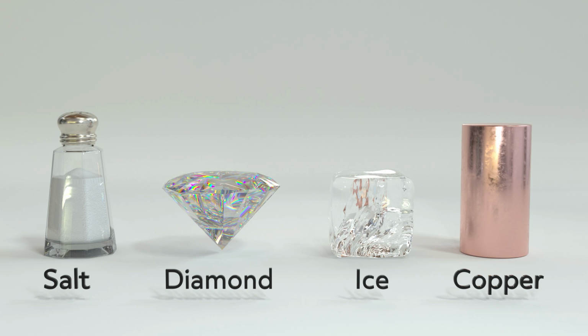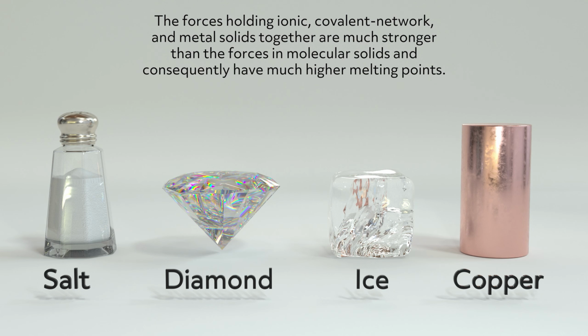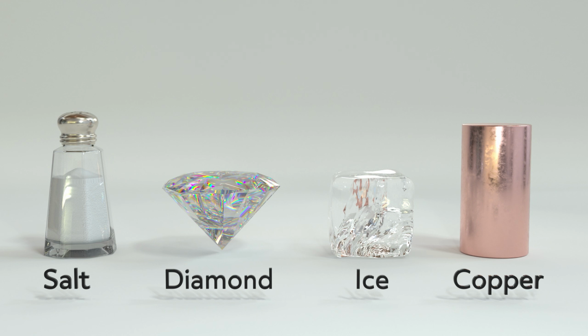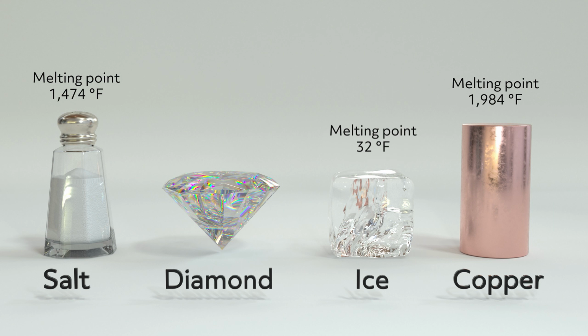Returning to the 4 solids we discussed, usually the forces holding ionic, covalent network, and metal solids together are much stronger than the forces in molecular solids and consequently have much higher melting points. For example, sodium chloride and copper melt at 1,474 degrees Fahrenheit and 1,984 degrees Fahrenheit, respectively, versus ice, which melts at 32 degrees Fahrenheit. In addition to temperature changes, you can prompt a phase transition by adjusting the pressure.